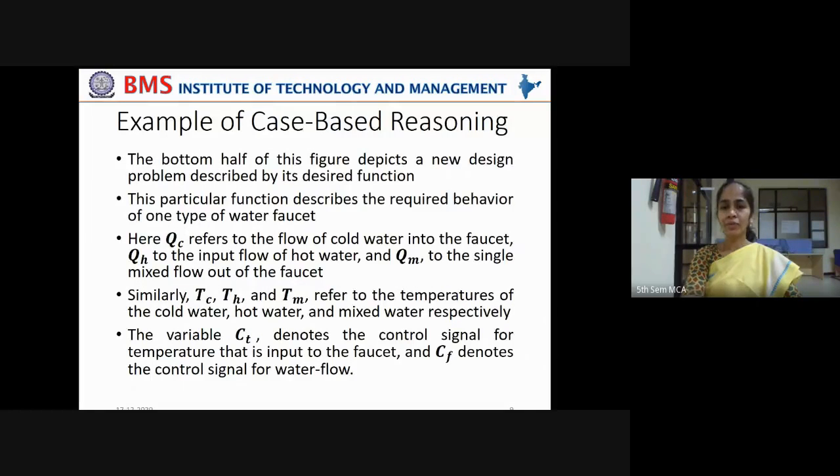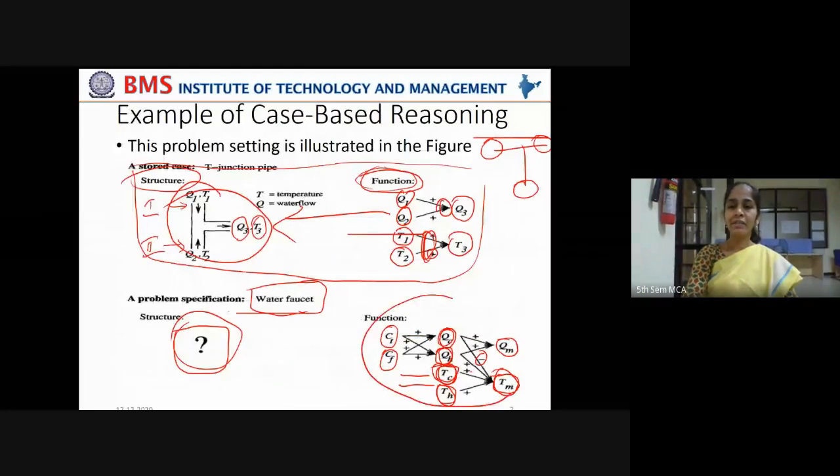Now the bottom half of the figure shows a new design problem described by its desired function. So the desired functionality is given. Now what should be the design of the water tap? If the water flow is in this way and the temperature is in this way, then what should be the temperature of the final output water? That is the water coming out from the tap. How is it decided? It is represented in the form of functionality like this.